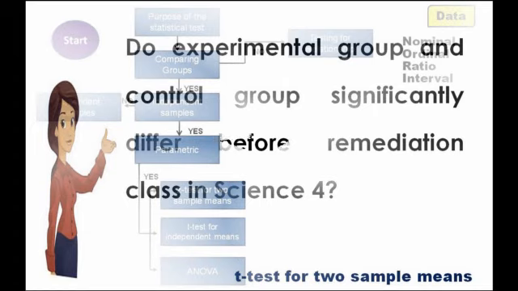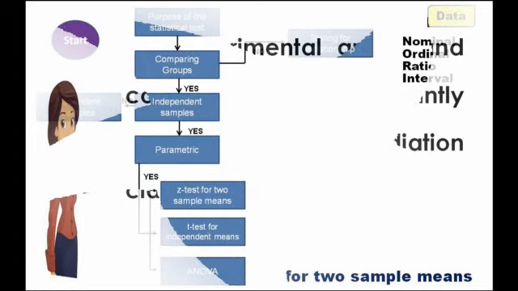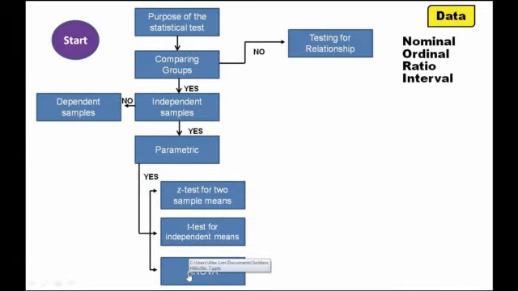Okay. Now, after T-test, now we proceed on the third statistical tool, and that is analysis of variance or ANOVA. Now, kailan ba ginagamit ang analysis of variance? ANOVA is being used if we want to compare at least 3 groups. Therefore, analysis of variance is a continuation of T-test for independent means.